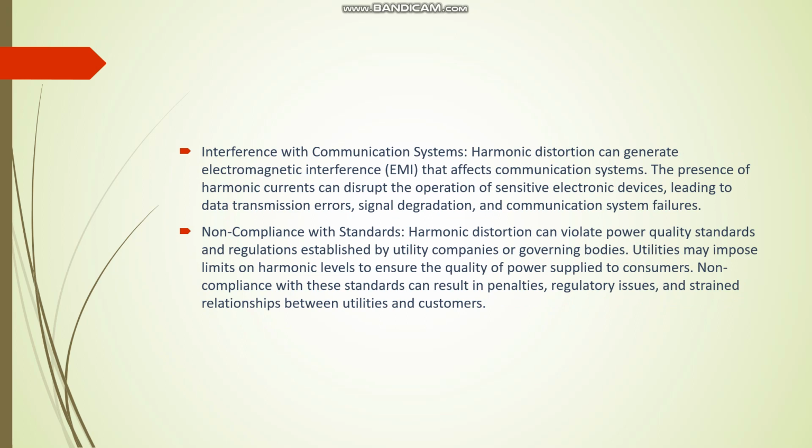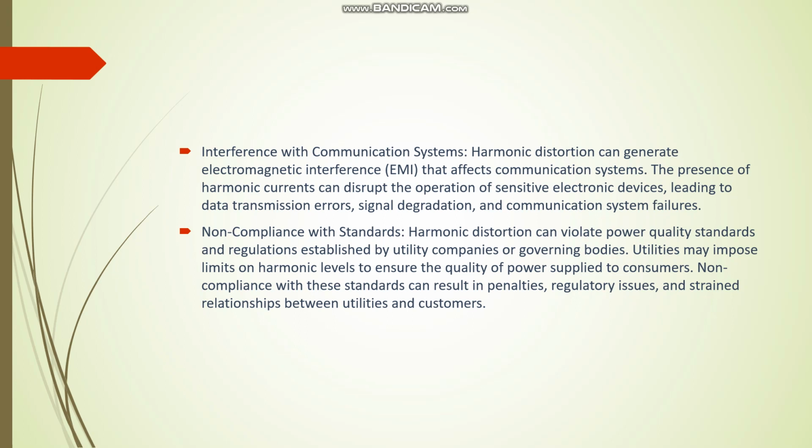Interference with communication systems. Harmonic distortion can generate electromagnetic interference that affects communication systems. The presence of harmonic currents can disrupt the operation of sensitive electronic devices, leading to data transmission errors, signal degradation, and communication system failures.